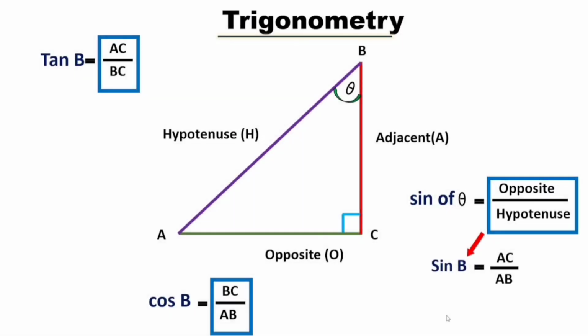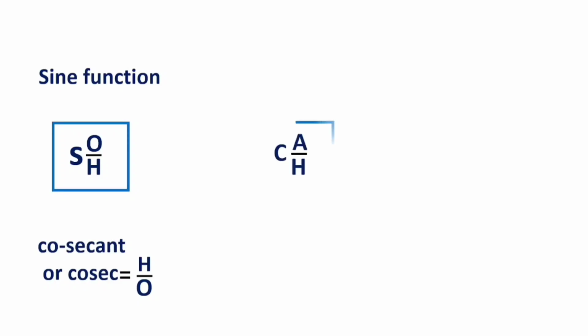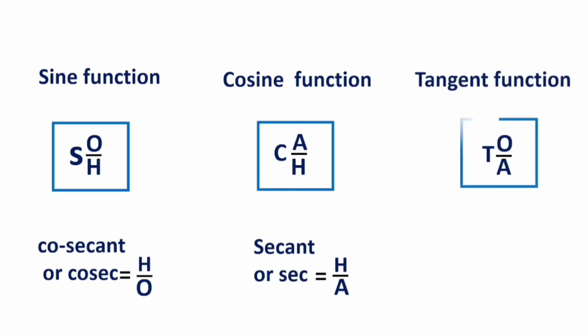But all these fundamental functions have their reverse. So represents the sine function. Reverse of sine is cosecant or cosec, the function hypotenuse upon opposite. Ka represents the cosine function. Reverse of cosine is secant or sec, the function hypotenuse upon adjacent. Toa represents the tangent function. Reverse of tangent is cotangent or cot, the function adjacent upon opposite.